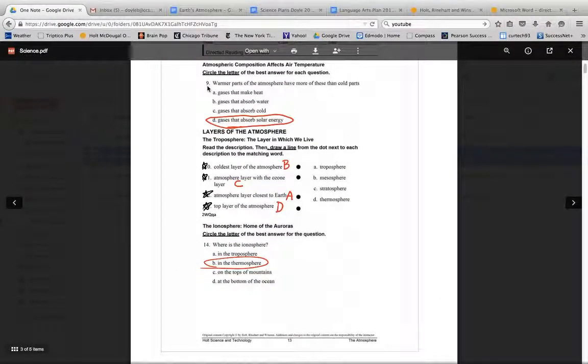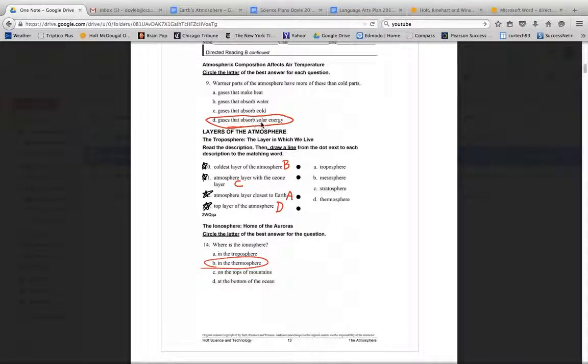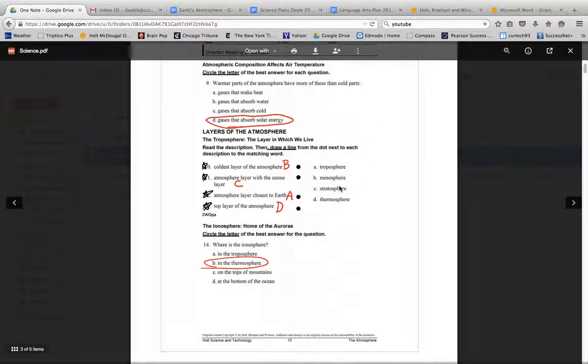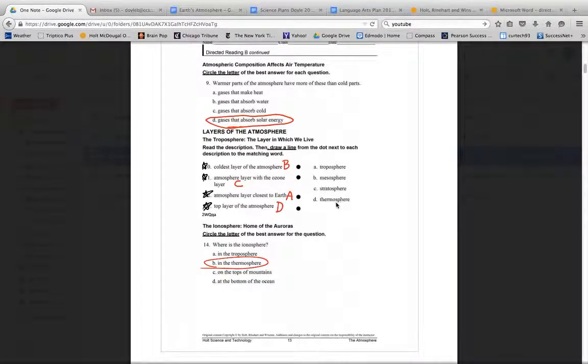Nine, warmer parts of the atmosphere have more of these than cold parts: gases that absorb solar energy. So some layers of the atmosphere, like the thermosphere, have particles that absorb a lot of solar energy, and so the thermosphere gets really warm, or the upper stratosphere gets really hot because it has certain gases.